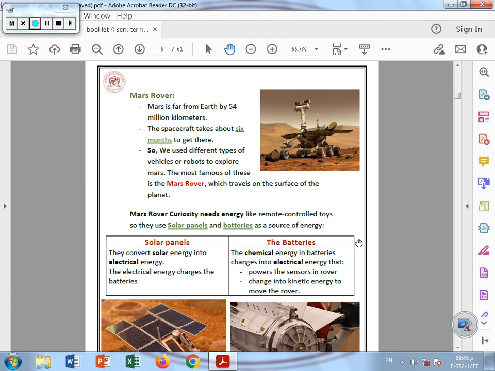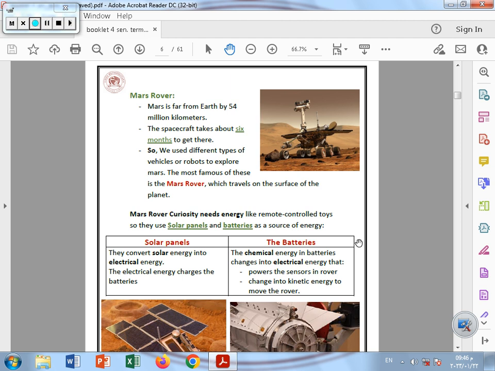The Mars rover travels from the Earth to Mars, so it can send us pictures and the sounds that we can hear on Mars, and explore this faraway planet. And the Mars rover Curiosity needs a source of energy like the remote controlled toys, so we used two sources of energy on this rover. We used the solar panels and the batteries.